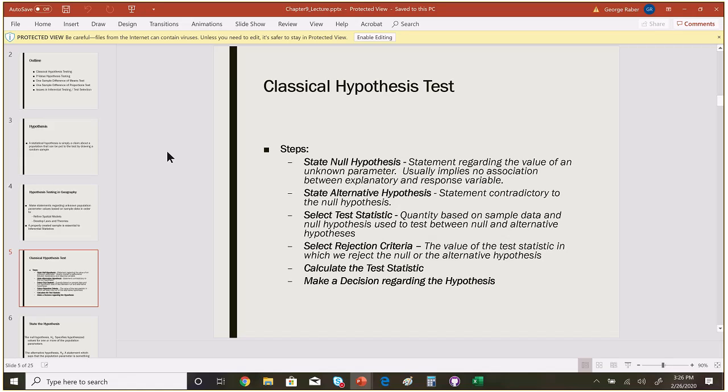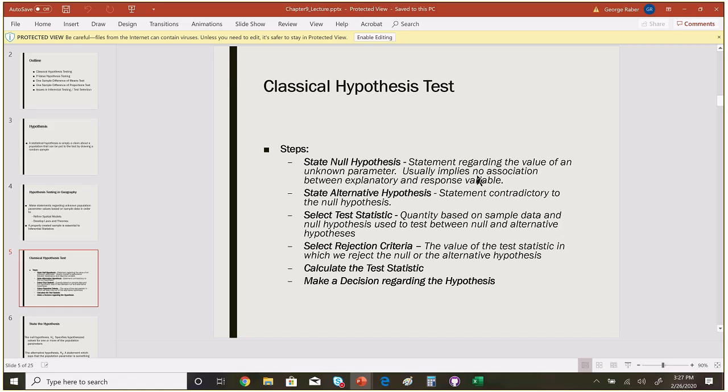So the first thing is to come up with a null hypothesis. Doing that involves identifying what that unknown parameter is and making a statement about it. And usually it implies that there's no association between an explanatory and response variable. Oftentimes the null hypothesis goes back to the is-the-Earth-getting-warmer theory. The null hypothesis implies that even though something has happened differently, say, in the past record and the future record, it's still the same pattern. So there's no association.